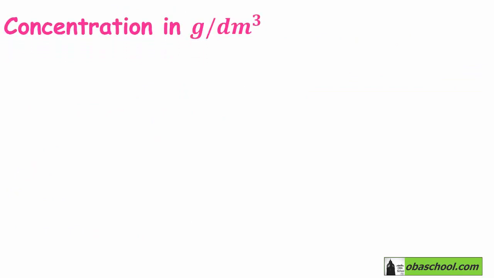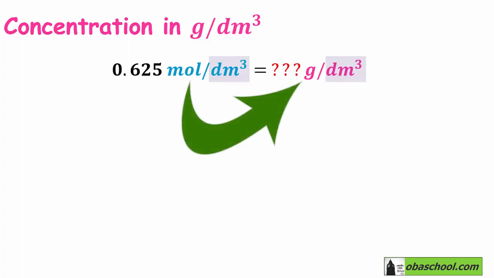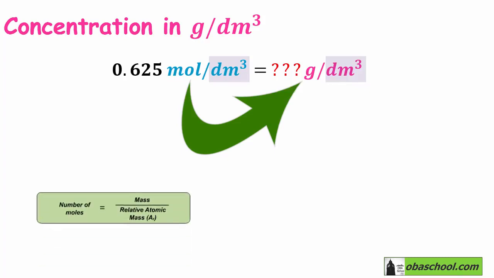find the concentration in gram per dm³. So you have to convert the concentration from mole per dm³ to grams per dm³. So we found that the concentration is equal to 0.625 mol per dm³. Notice that both of the concentrations are given in dm³. So actually we don't have to worry about the volume. All we should do is to convert this number of moles into the mass.